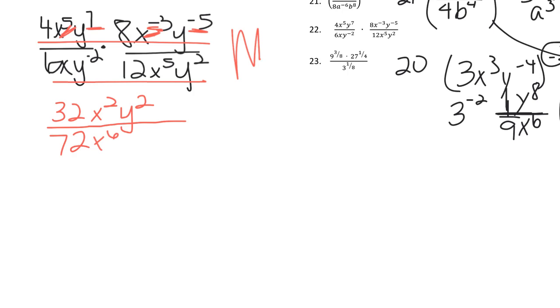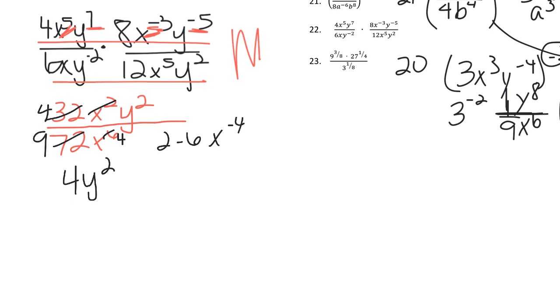So now I can reduce my fraction by 8. 32 divided by 8 is 4. 72 divided by 8 is 9. And we have 4 more in the denominator. So 4y squared, when I do 2 minus 6, I get x to the negative 4. And that makes x to the 4 in the denominator. Oh, and I forgot the 9. Put my 9 in there.